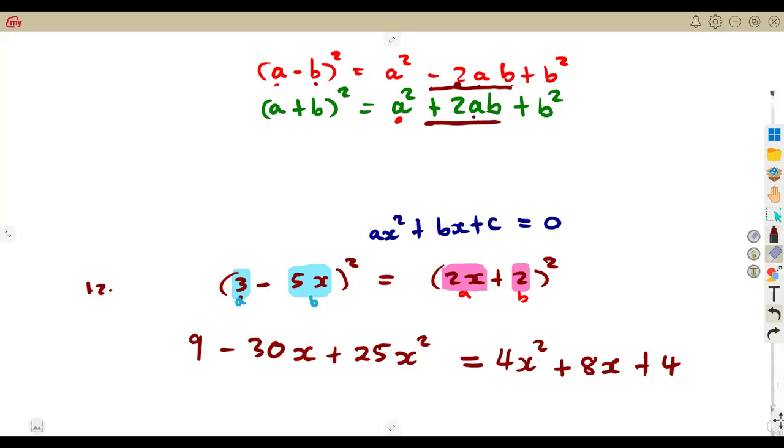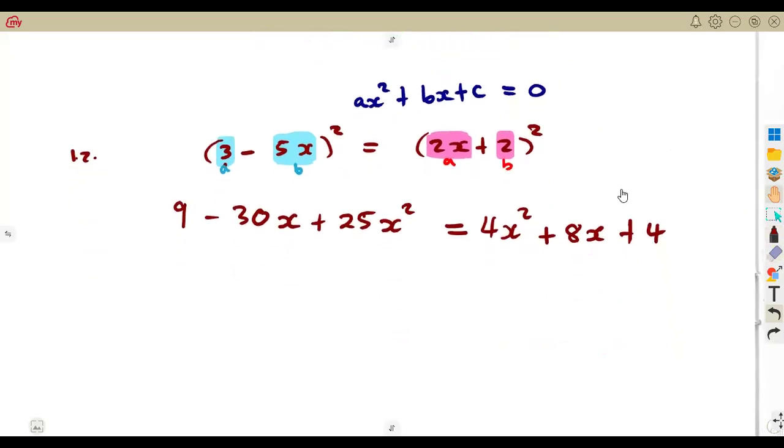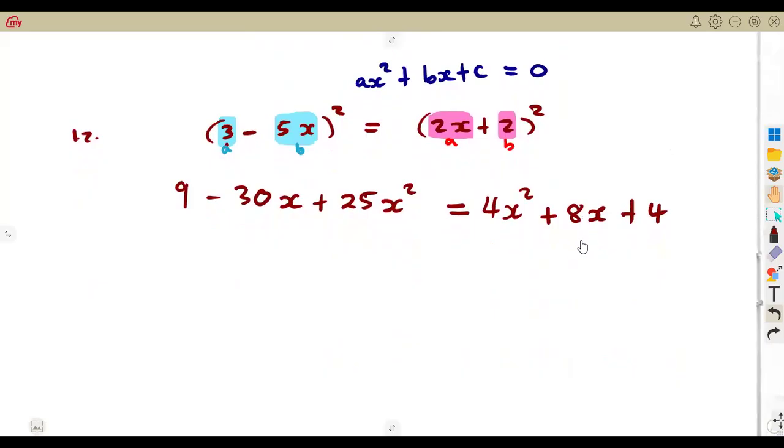We have expanded these brackets using algebraic identities. You're supposed to know these ones, or you can expand using any way that you understand. But at the end, you're supposed to have this after your expansion. But like I was saying, we need this quadratic equation.